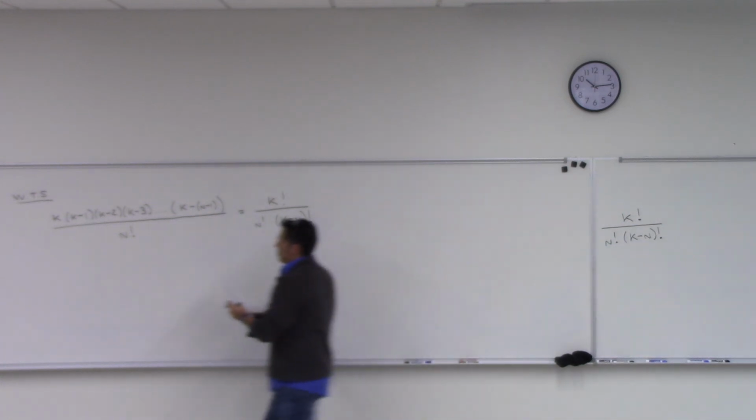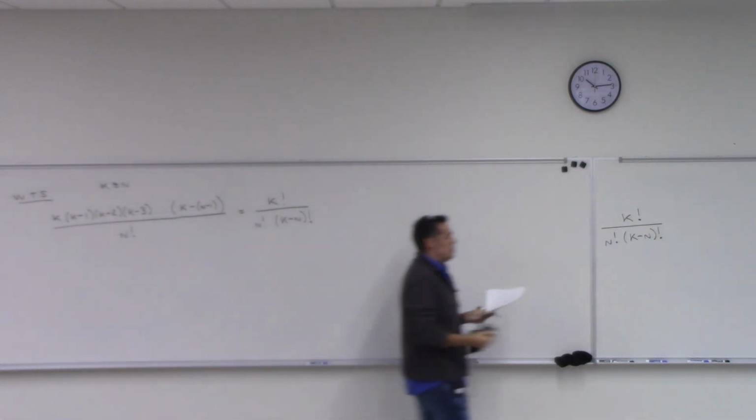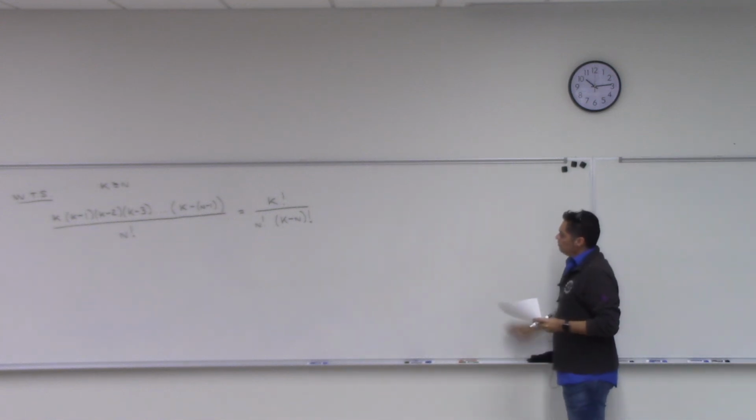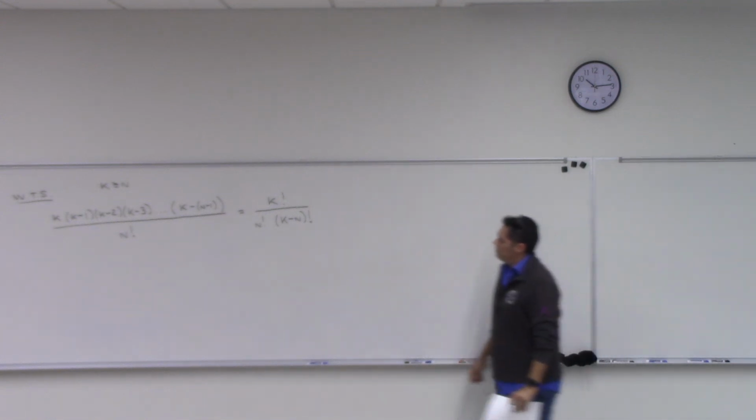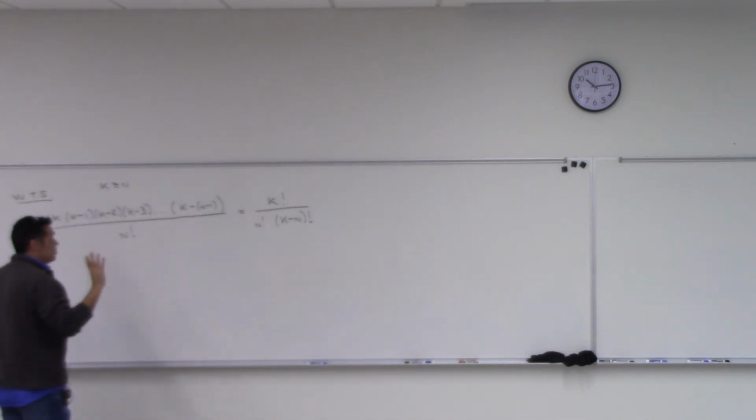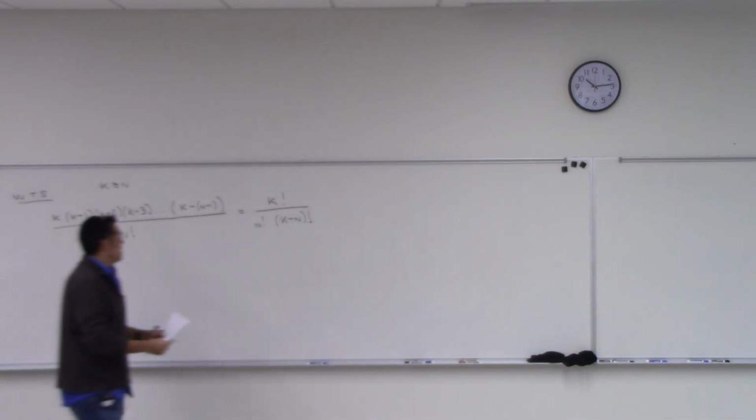Let's first, and also I should state here, that k is greater than or equal to n. Because we know that otherwise it's not defined. Let me see. I want to try and convince you that these two are the same. So, let's do it with a specific example first.